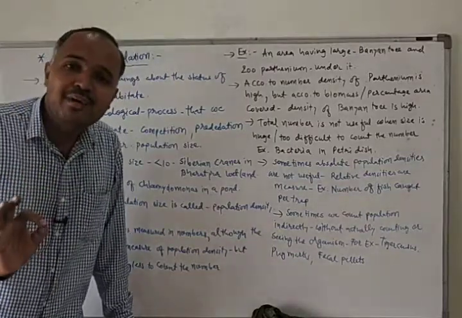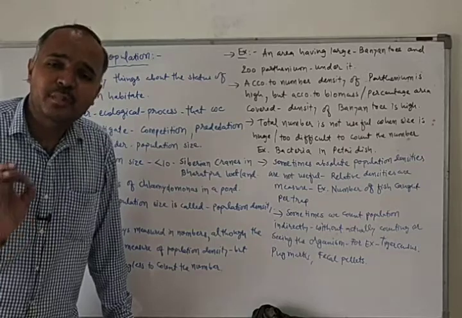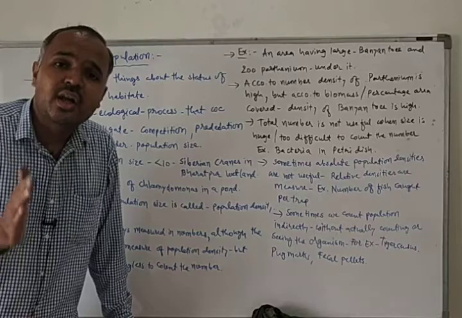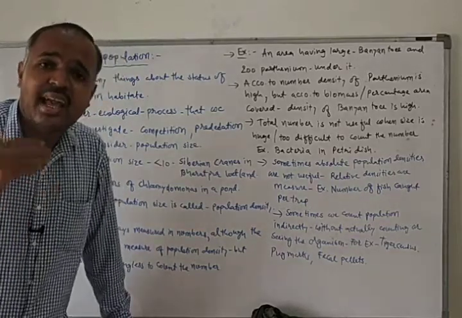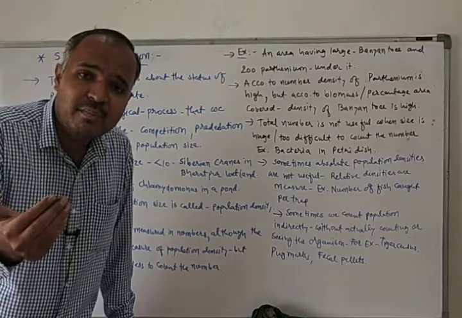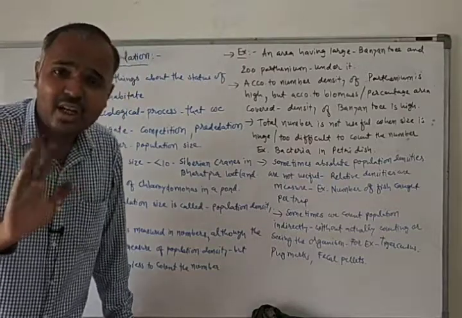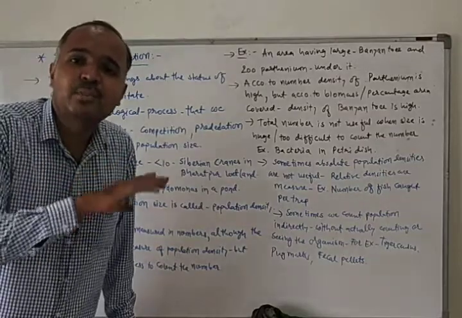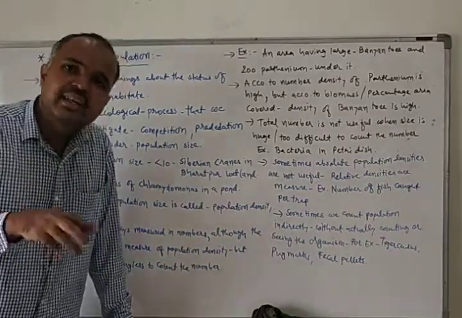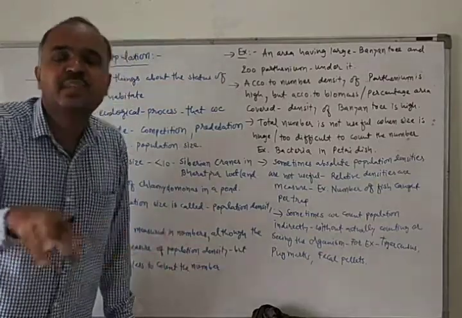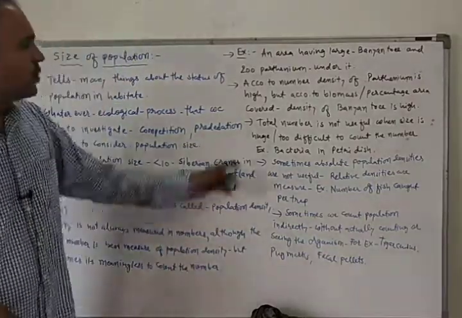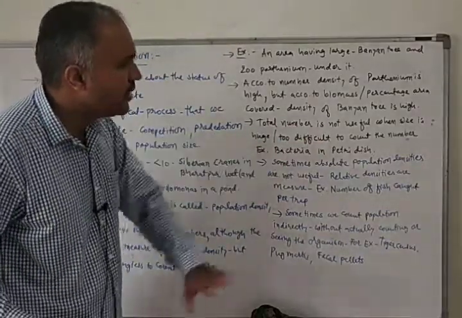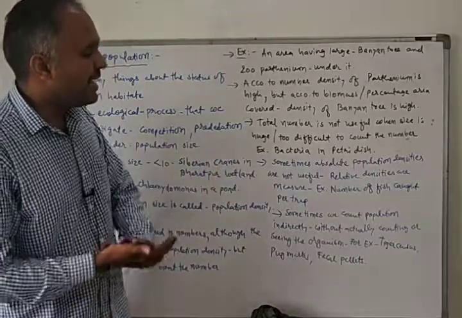So counting the total number of the population is not useful when the size of the population is too huge or too difficult to count. The example is the number of bacteria in a petri dish. We cannot count the bacteria, so we have to consider the biomass produced by the bacteria. Then we can say that its population density will be this much. So the total number is not useful when the population is huge or too difficult to count. Example: bacteria in a petri dish.